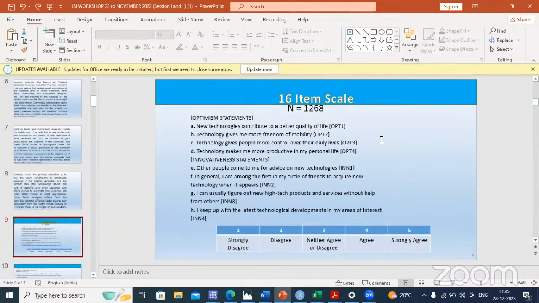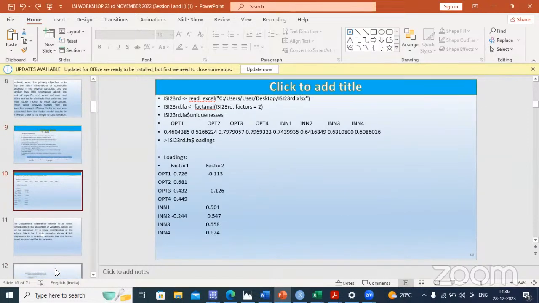Now, the second question: technology gives me more freedom of mobility. The third question is technology gives people more control over their daily lives. The fourth one is technology makes me more productive in my personal life. Now, there are innovativeness statements and the scale is a 5-point Likert scale. Now, I will show you how to perform the factor analysis in R.